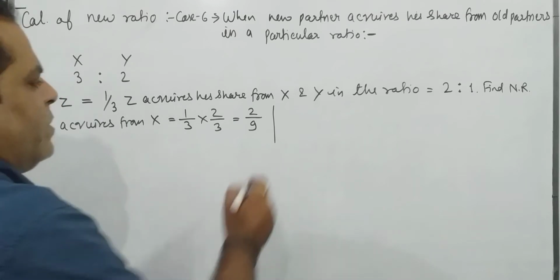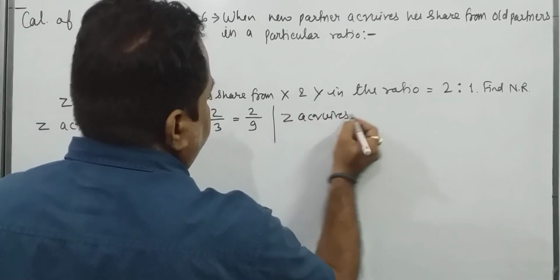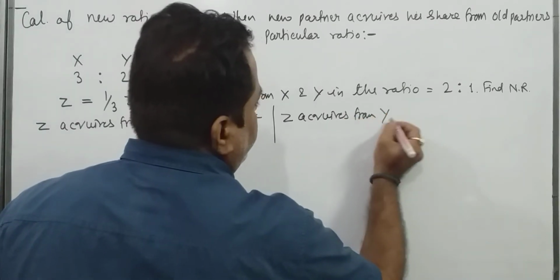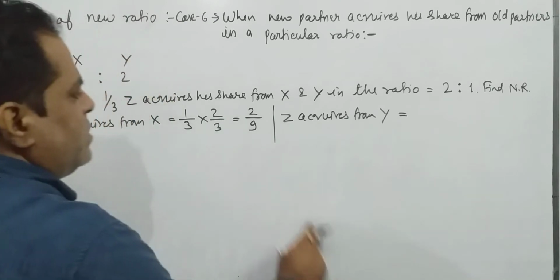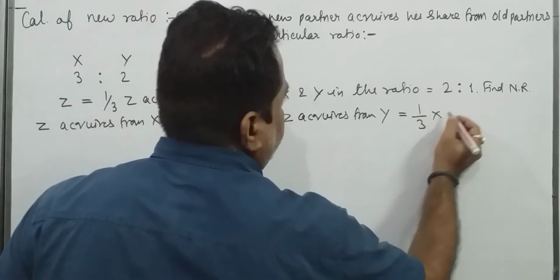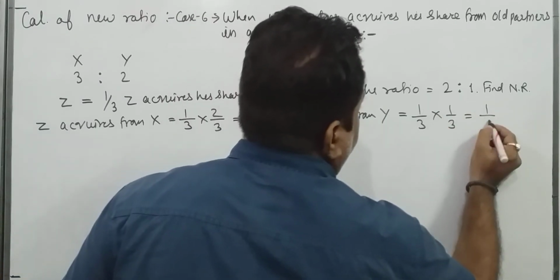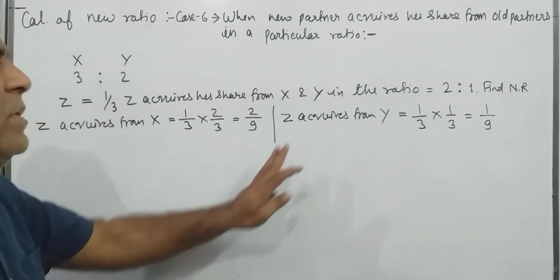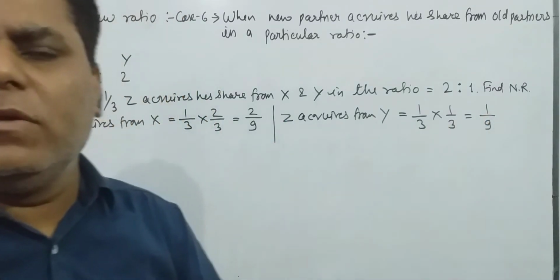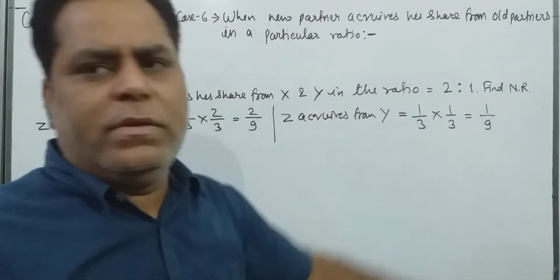Now Z acquires from Y how much? 1/3 into 1/3. How much? 1/9. So how much is Z acquiring from Y? 1/9. Or we can also say that Y is sacrificing to Z 1/9.